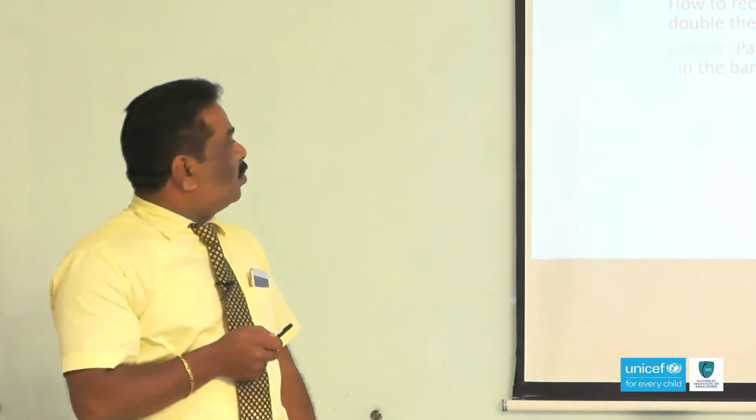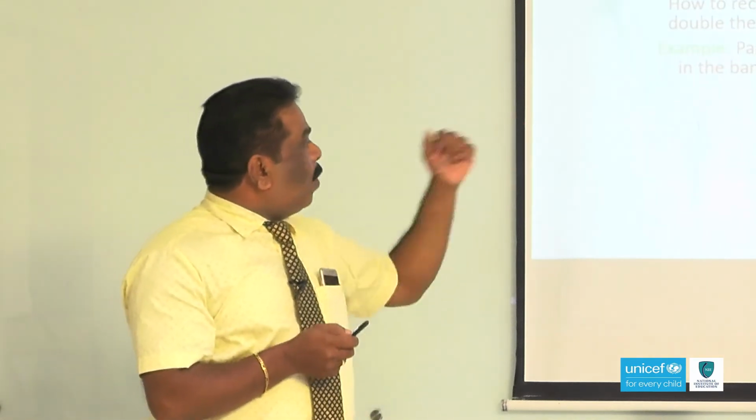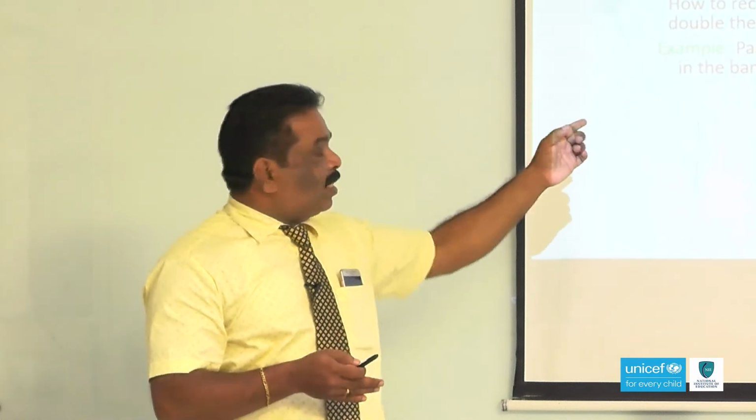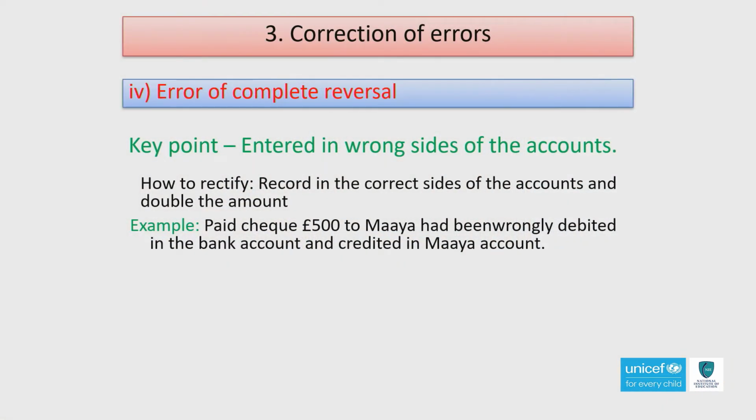So, example: paid cheque £500 to Maya had been wrongly debited in the bank account and credited in Maya's account. Students, see here, paid cheque, bank should be credited, but it has been debited there, and Maya is supposed to be debited, but it had been credited here. Therefore, we call it a wrong side. The name of the error is error of complete reversal. So how to rectify? I said record the correct side. So the correct side is debit Maya, credit bank. But see that the amount is doubled, 500 times 2, 1,000. Most of you normally write 500.